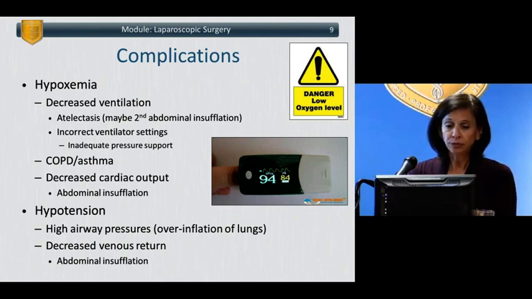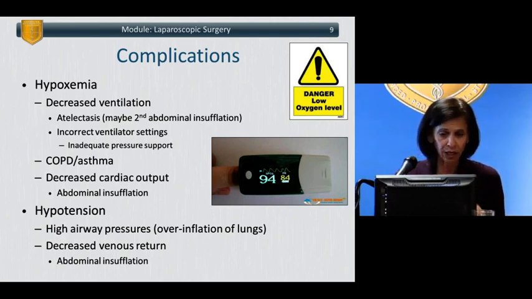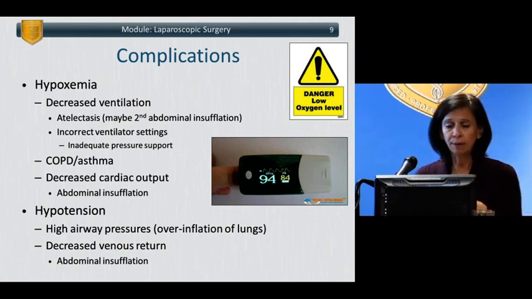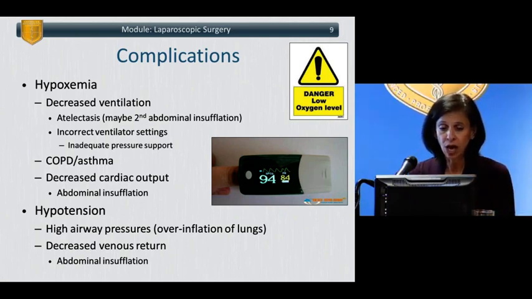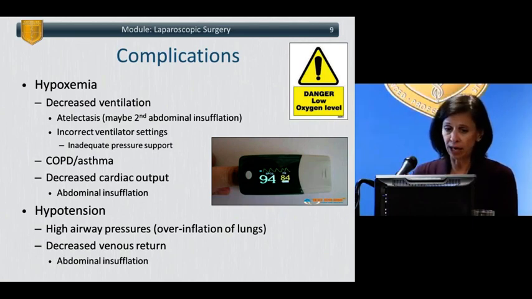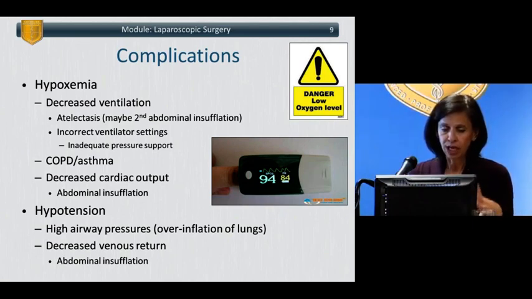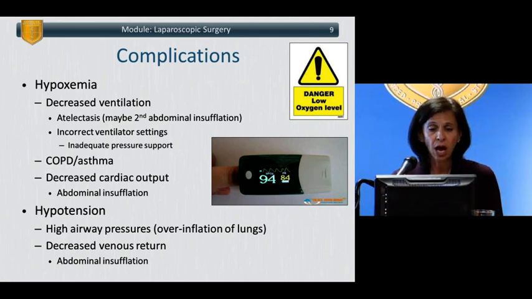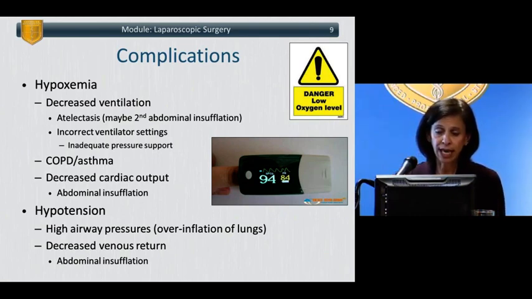So hypoxemia, particularly in regards to laparoscopic surgery, may be secondary to decreased ventilation, or it may be secondary to the hemodynamic effects. Because remember, if you don't have cardiac output to carry oxygen around adequately, then the patient's going to be hypoxemic, and definitely at a tissue level hypoxemic. So the first thing to always worry about is decreased ventilation, that you're not adequately ventilating the patient. There's increased atelectasis, again from the insufflation pushing up, causing collapse of the airways, or you haven't given adequate ventilation because your ventilator may be set incorrectly.